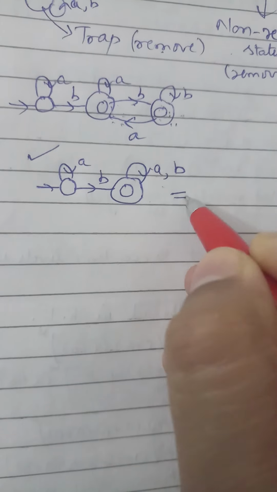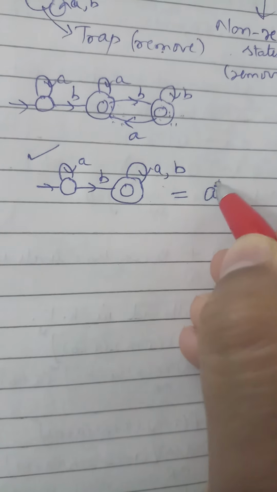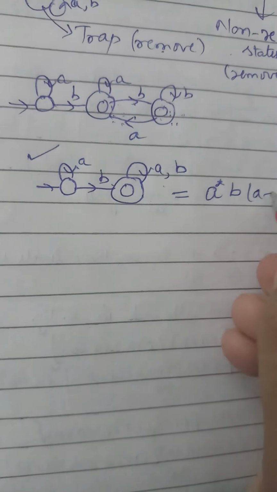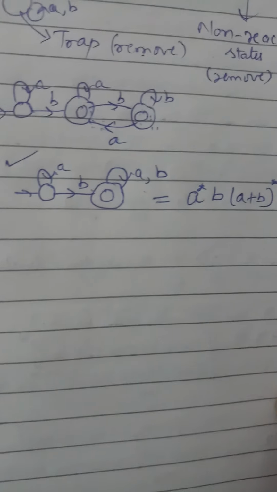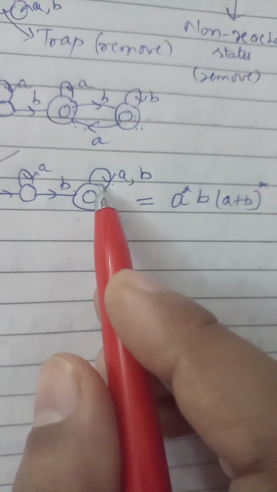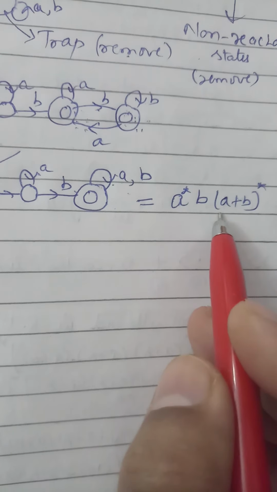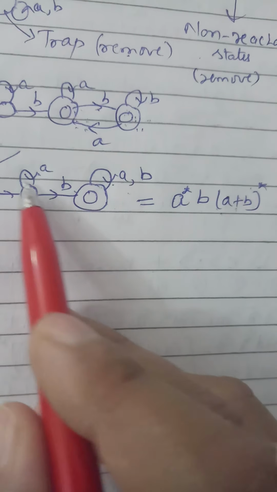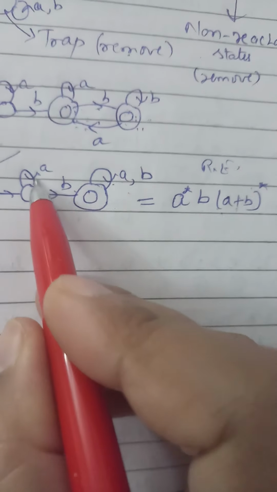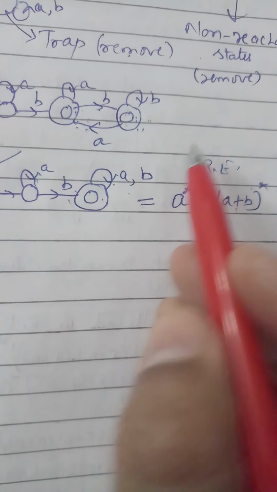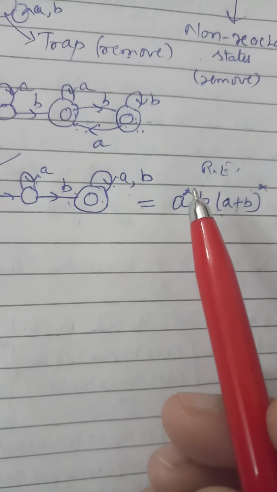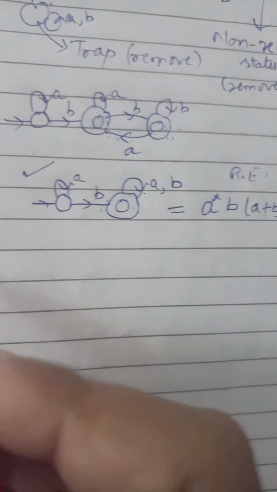So what can be the RE for this? We can simply write A star B, or (A plus B) whole star. Here either A can run or B can run, because this is the loop of A or B, so we can write (A plus B) whole star. So this is the regular expression for this machine. In that way we can convert a machine into a regular expression. And now move to the next step.